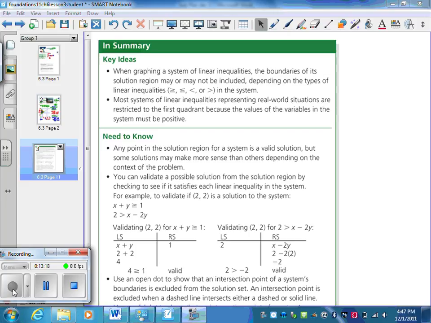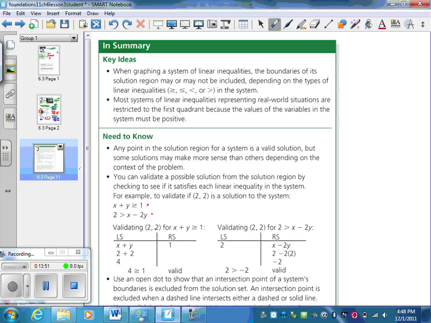So what I'm saying is when we're actually talking about physical things like votes for people, we can't do negatives, we can't do halves. Okay? Any point in the solution region for a system is a valid solution, but some solutions may make more sense than others depending on the context of the problem. You can validate a possible solution from the solution region by checking to see if it satisfies each linear inequality in the system. For example, to check if 2, 2 is the solution, we have these two inequalities.